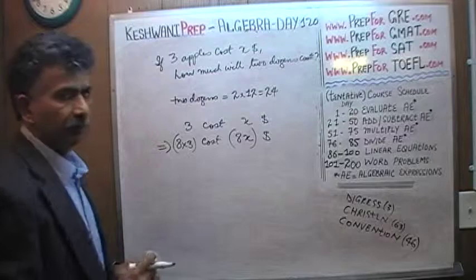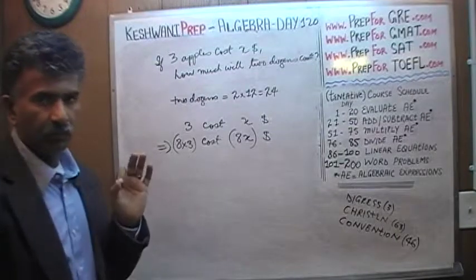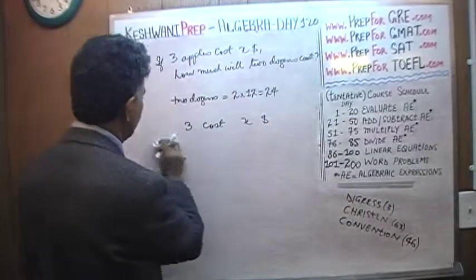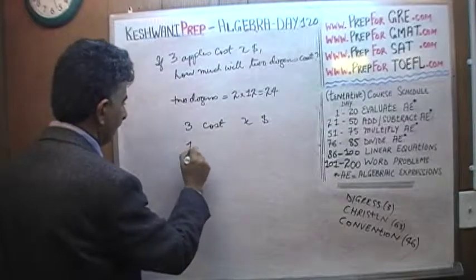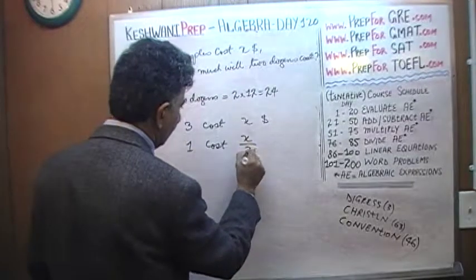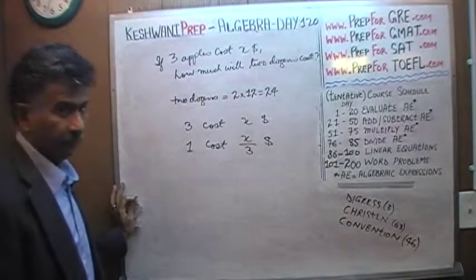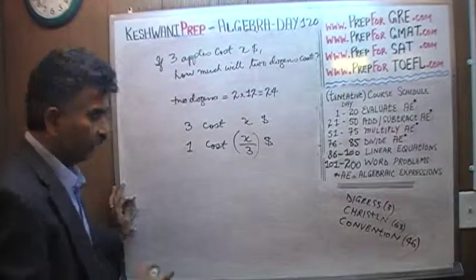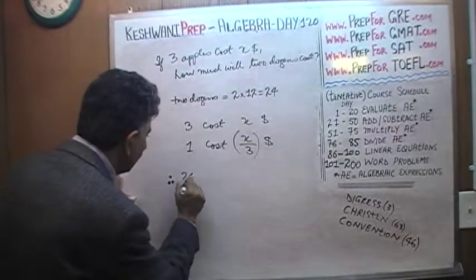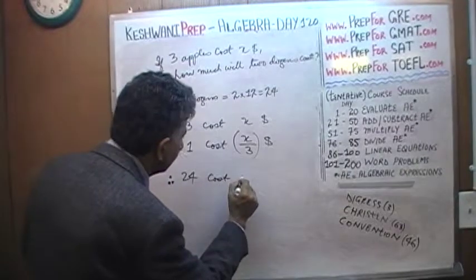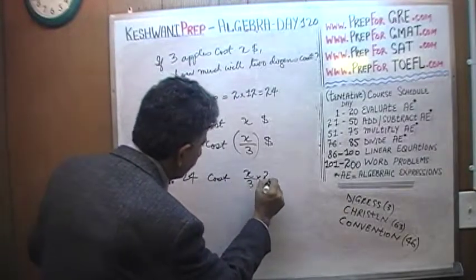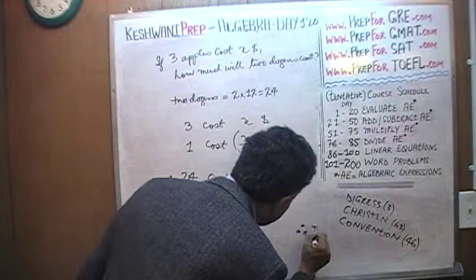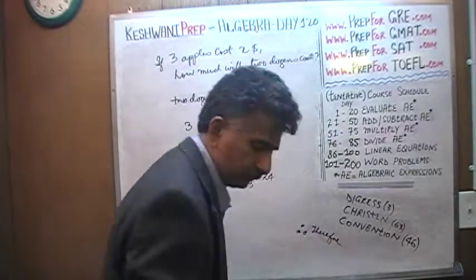Another way, if you want to go step-by-step, would be to show it like this. 3 costs X dollars, therefore 1 should cost a third of an X dollar. Whatever X dollars is, a third of that. Because if 3 costs that, then one should cost a third of that amount. And therefore 24 of them should cost X over 3 times 24. And for those of you who do not know, this symbol that I just put here means therefore.